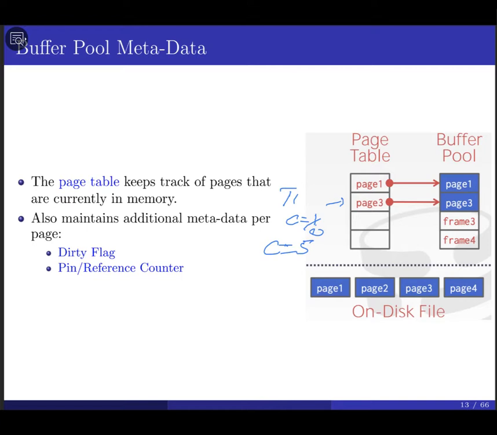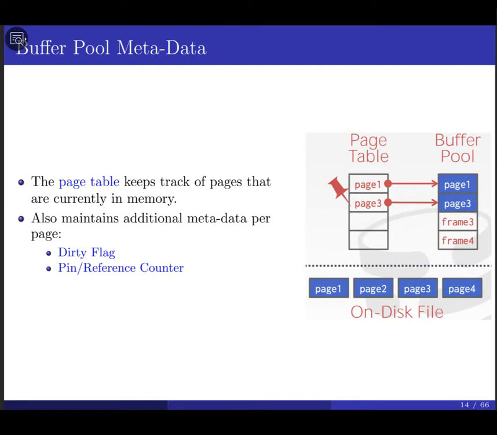So the dirty flag and the pin or reference counter are going to be stored in the page table metadata, which keeps track of the pages that are in memory, mapping from the page ID to the frame ID. Okay, good. By the way, this pin is a counter; one pin means the counter equals one. If you have two or three pins, it means multiple threads are accessing this page.